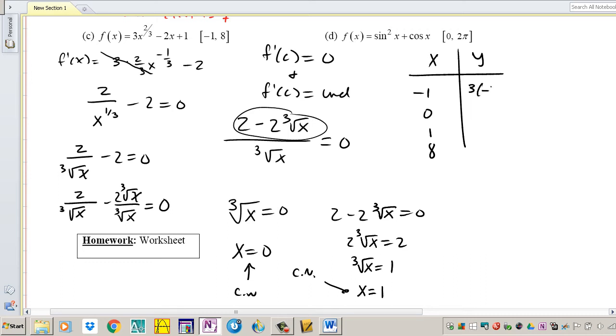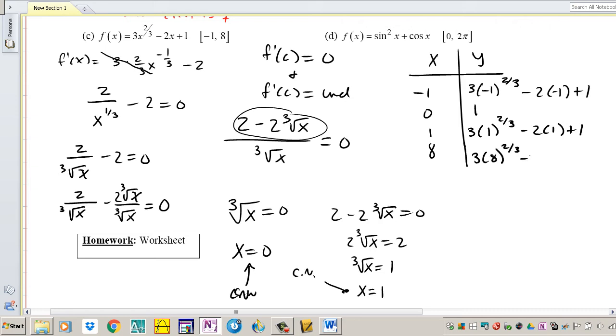3 times (-1) to the 2/3 minus 2 times -1 plus 1, and well, this is going to be easy, right? If you plug in 0, you get just 1. If you plug in 1, you get 3 times 1 to the 2/3 minus 2 times 1 plus 1. And finally, it's 3 times 8 to the 2/3 minus 2 times 8 plus 1.